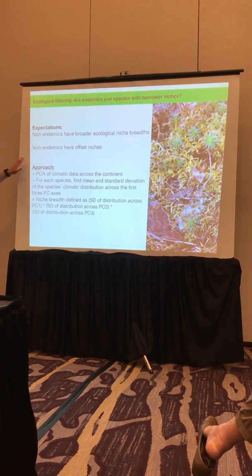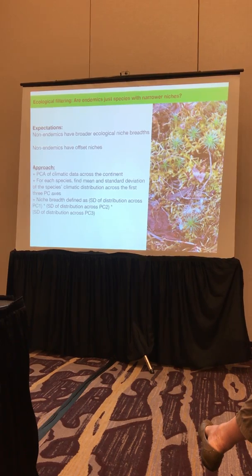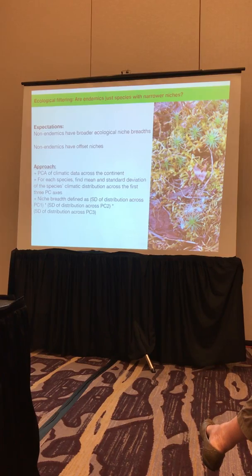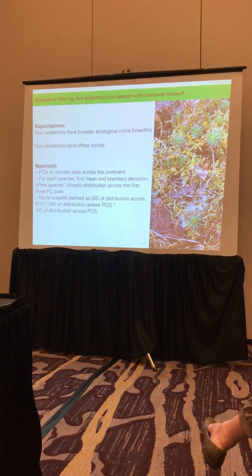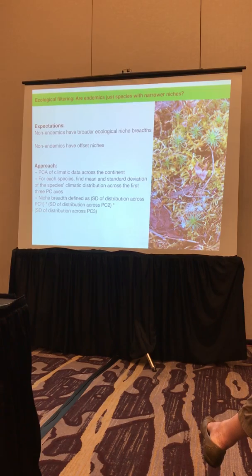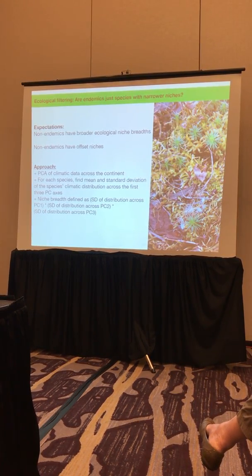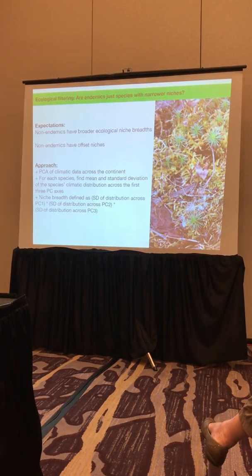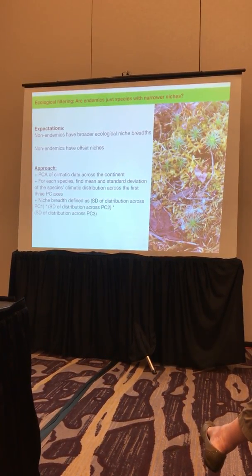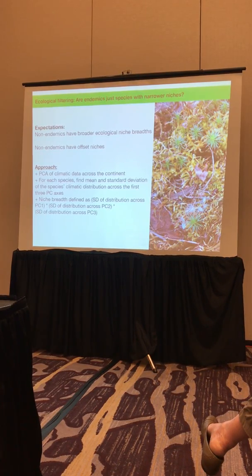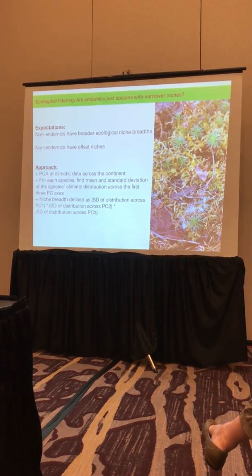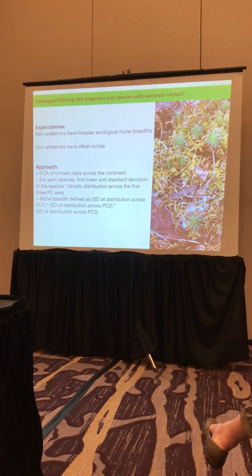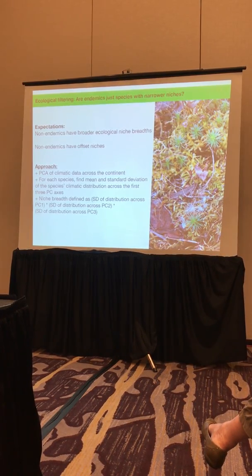We might also expect that non-endemics have a different ecological niche from endemics. As a first pass, the way I'm approaching this is doing a PCA of climate across the continent, using the standard bioclim variables. Then for each species in the flora, I calculate the mean and standard deviation, so the niche mean, using the standard deviation as a proxy for niche breadth. And this is broad scale, not fine scale, it's pretty coarse, but it lets us see if these are offset.